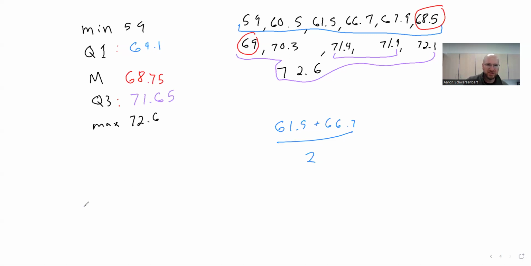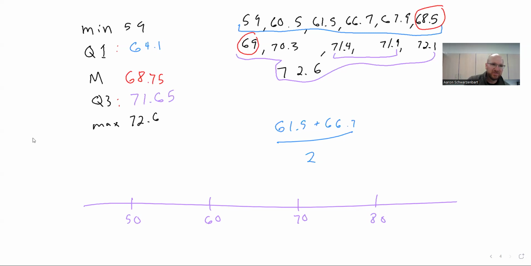A box and whisker plot has markings. The box goes from Q1 to Q3. Q1 looks like about 64.1, and Q3 is 71.65. And then it has a line where the median is. The whiskers go out to the min and the max. This is me working on this one.